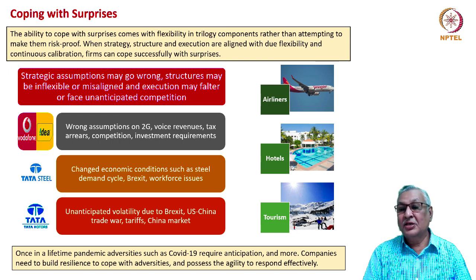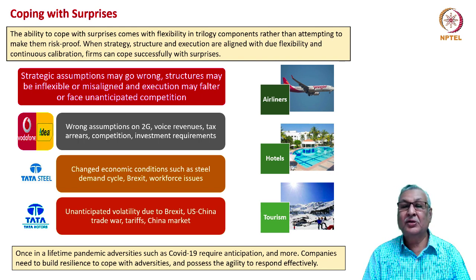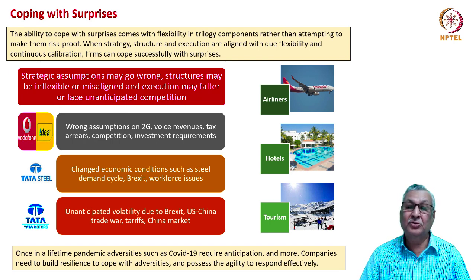Similar situations existed in airlines, hotels, and tourism. The hotel and hospitality industry in particular was impacted by the COVID-19 pandemic, which curtailed travel and tourism beyond any expectation. Once-in-a-lifetime pandemic adversities such as COVID-19 require anticipation and more. Companies need to build resilience to cope with adversities and possess the agility to respond effectively. Every passage through a crisis situation teaches lessons which need to be incorporated in the strategy and structure. The wave 2 of Delta taught many lessons for Indian corporations and Indian administrative systems, and these lessons are getting incorporated in handling the new wave, if at all it would arise through the Omicron variant.